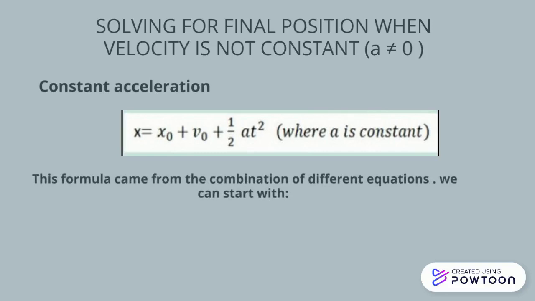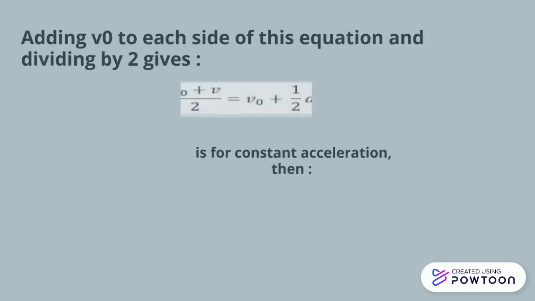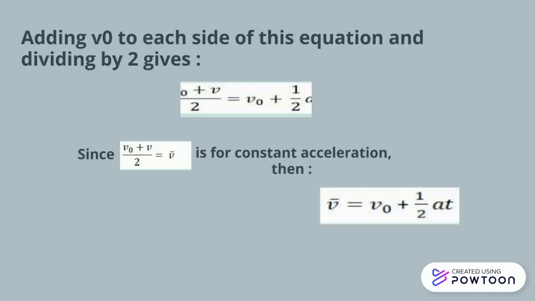We can start with v is equivalent to initial velocity plus the acceleration times time. Adding the initial velocity to each side of this equation and dividing it by 2 gives us the initial velocity plus 1/2 of acceleration times time. Since the initial velocity plus the final velocity over 2 is equivalent to average velocity for constant acceleration, then the average velocity is equivalent to initial velocity plus 1/2 of the acceleration times time.